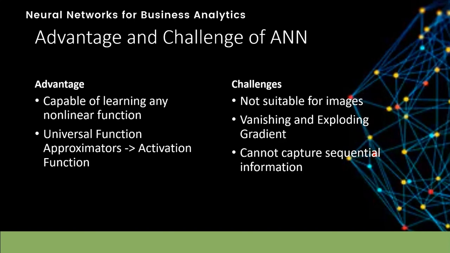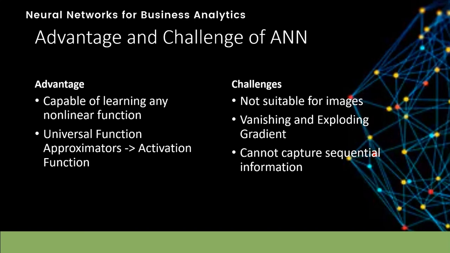The main advantage of an artificial neural network is that it is capable of learning any nonlinear function. Hence, these networks are popularly known as universal function approximators. Artificial neural networks have the capacity to learn weights that map any input to the output. One of the main reasons behind universal approximation is the activation function. Activation functions introduce nonlinear properties to the network. This helps the network learn any complex relationship between input and output.